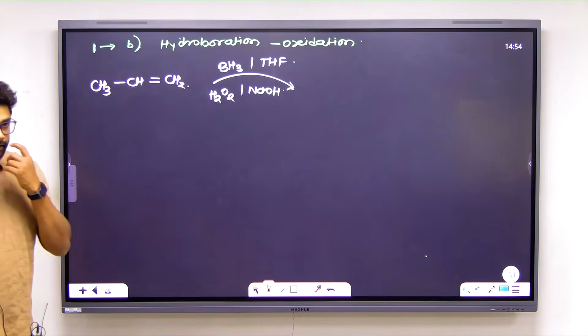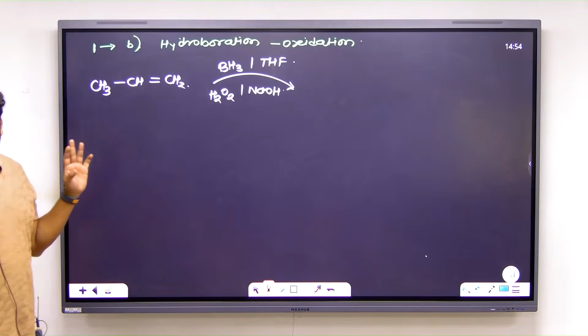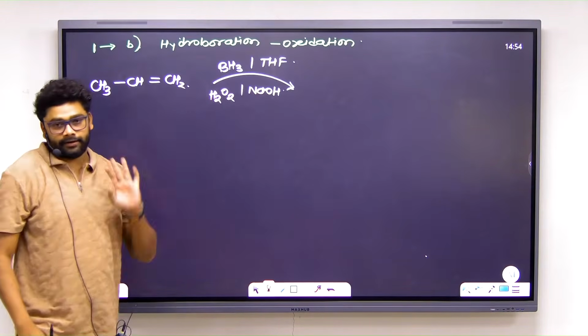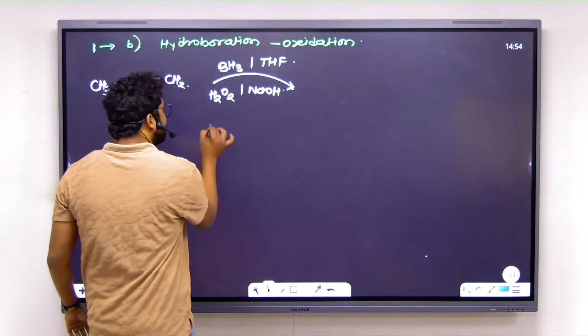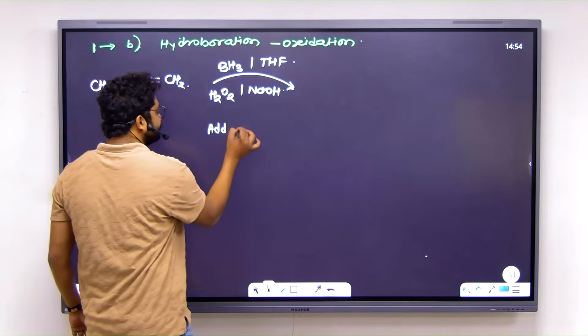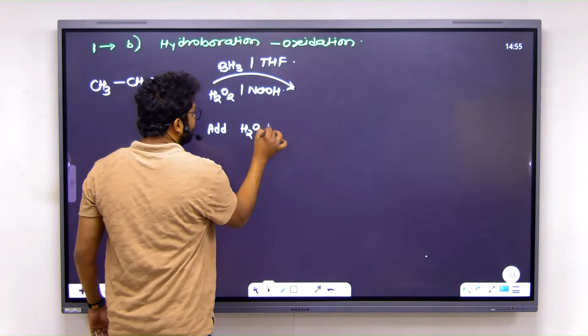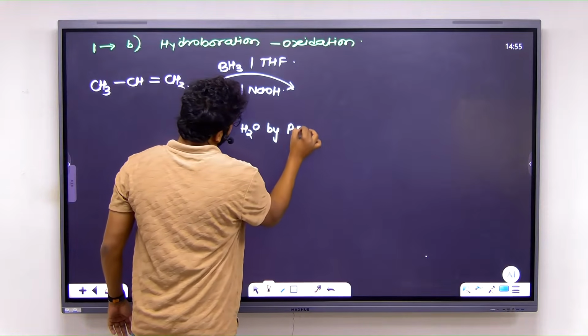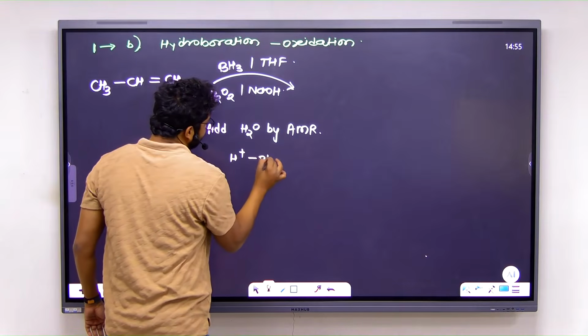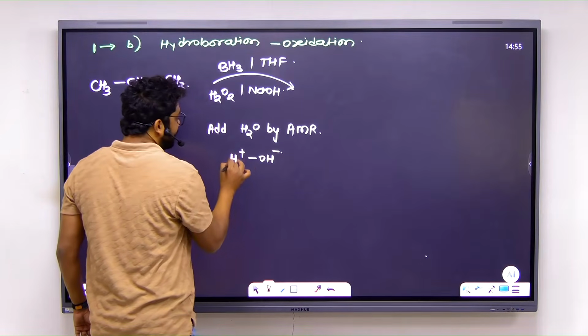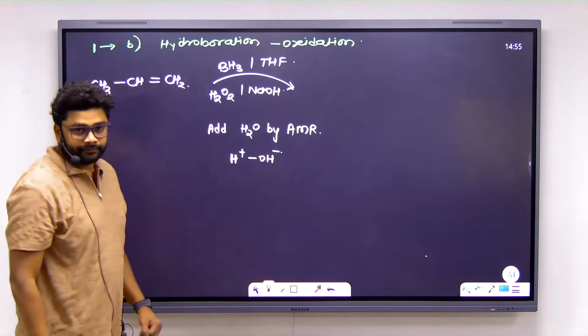Okay, and before starting the reaction, let me conclude the product first. Right? What do we do? Add water by anti-Markovnikov's rule. Add water by what rule? Anti-Markovnikov's rule. It is pretty simple now that you are going to add a water. By what rule?